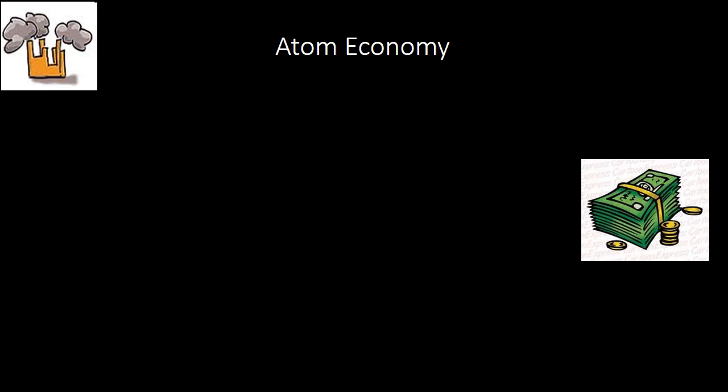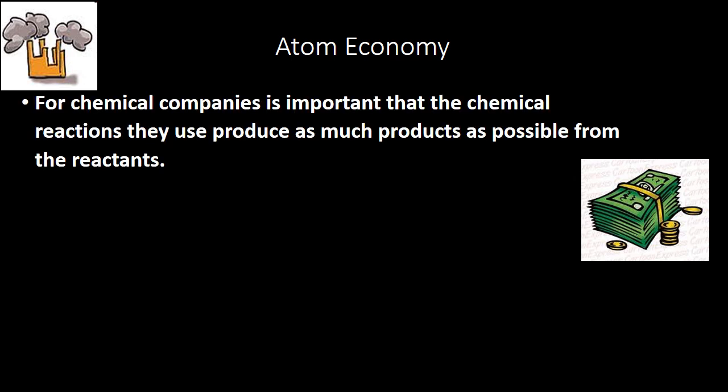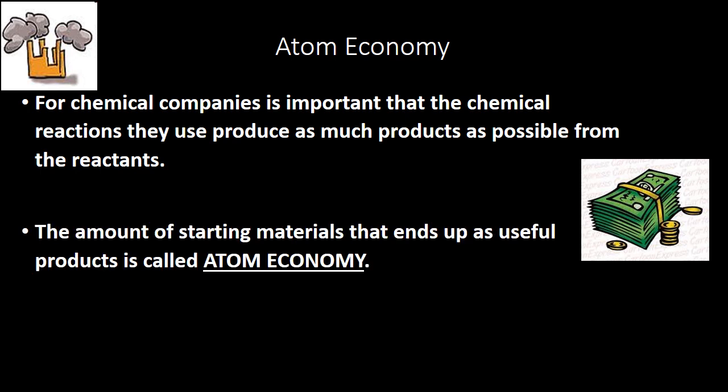So firstly, I'd like to say that it is really important for companies to use chemical reactions that produce as much product as possible from the reactions that they have. Therefore, where a few different alternative reactions would be possible, companies will go for the reaction which has the highest atom economy. So what actually is atom economy? It's the amount of starting material that ends up as useful product.